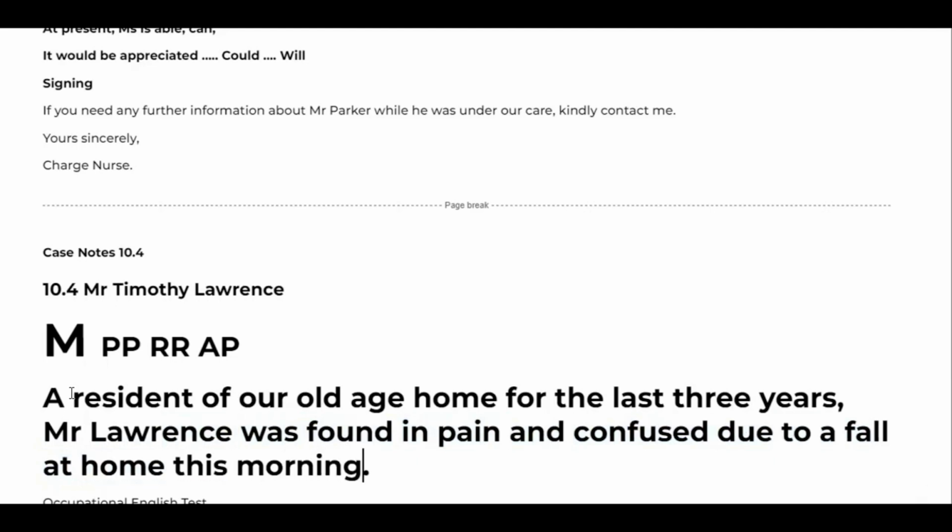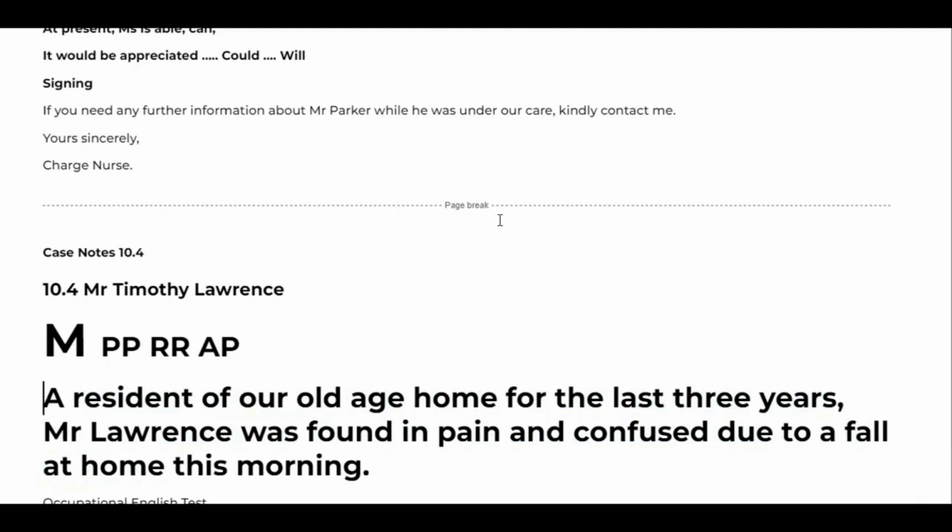This is how we write. This is a beautiful line. I like it. A resident of our old age home for the last 3 years. I think everybody has to learn this style. A resident of our old age home for the last 3 years. Mr. Lawrence was found in pain. So you can easily get a lot of score because of that line. A resident of. This style can also be applied elsewhere.